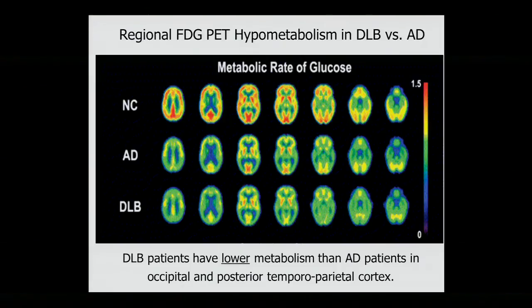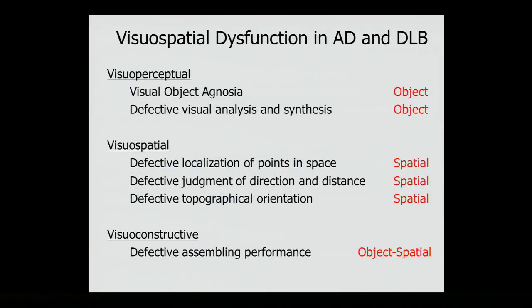So this is just a PET scan showing hypometabolism of glucose. In a normal person, when it's red, that means that area is lighting up. It's using a lot of glucose. We see that's reduced in this person with Alzheimer's disease in these posterior regions, and even more reduced in patients with dementia with Lewy bodies. So we might expect them to have worse visuospatial deficits than patients with Alzheimer's disease.